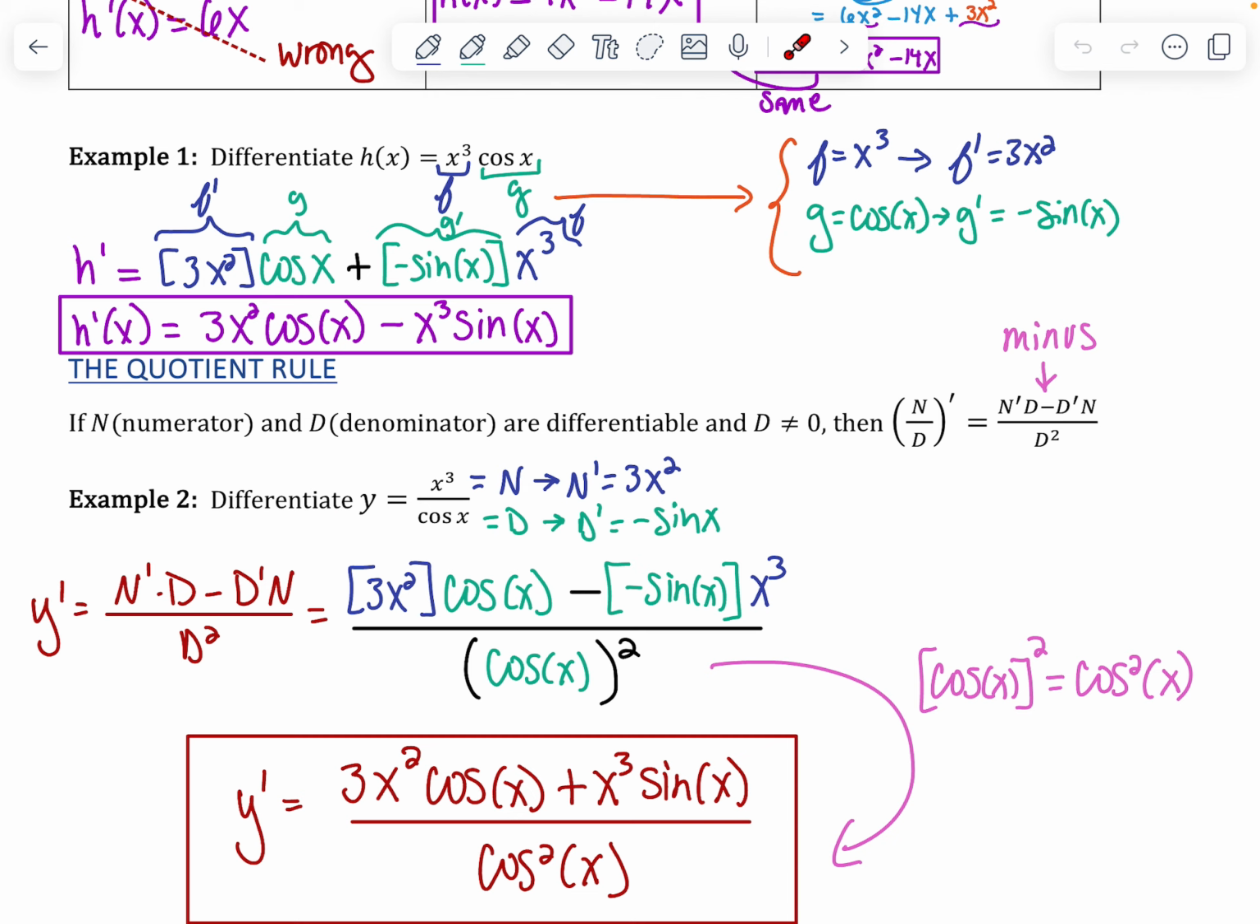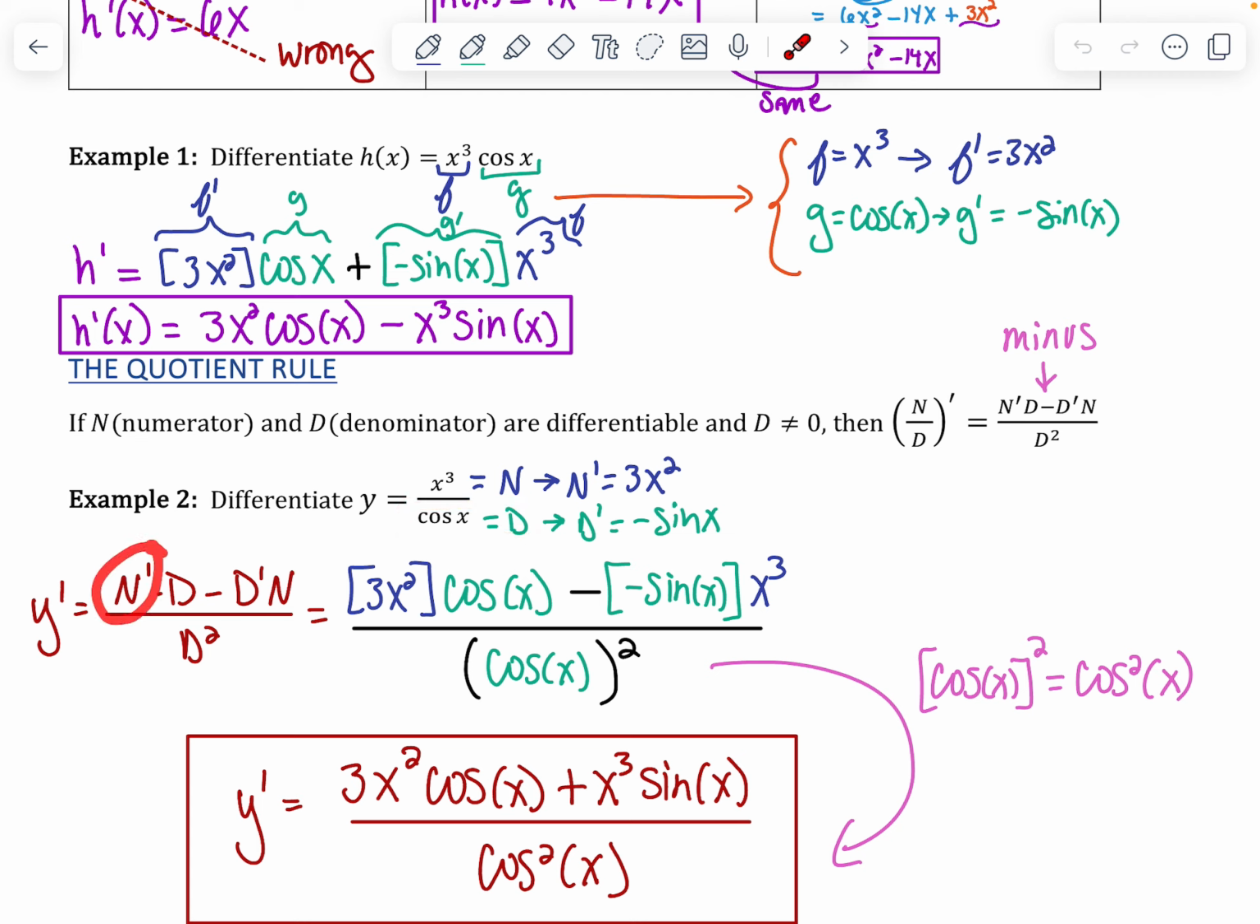So I'm asked to differentiate y. X as a variable shows up twice, once in the numerator, once in the denominator. So my numerator is just x cubed, not thinking of it as a fraction, whose derivative is 3x squared, the same problem we used a few minutes ago. My denominator is the cosine of x, whose derivative is negative sine of x. Remember, I'm not thinking of this as the bottom of a fraction. I'm thinking of this as a standalone function.